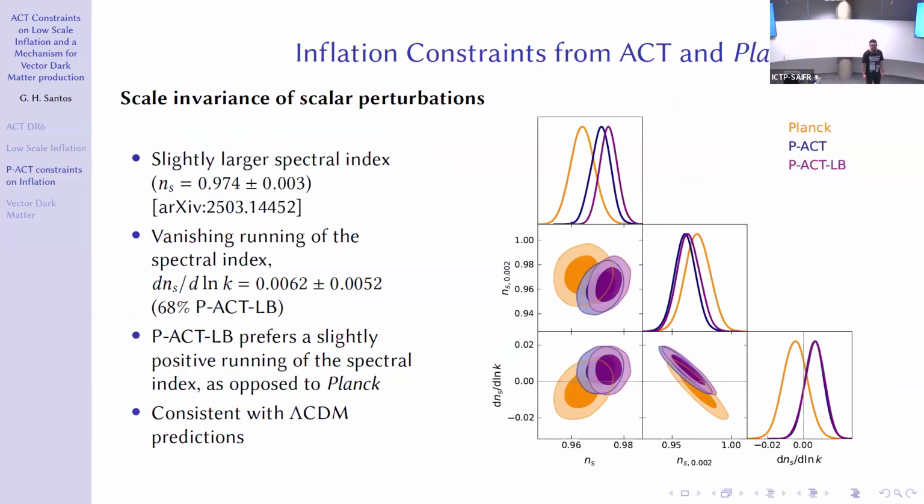So let's talk about these ACT results and what they mean for inflation now. One of the first things they mention is the scale invariance of the scalar perturbations. As I have mentioned, we noticed that the running of the spectral index is very small. They have calculated the spectral index n_s to be slightly larger than what we already had from Planck. Here, the yellow lines represent Planck. The blue line is the combination of Planck and ACT, and the purple line is also in combination with DESI year one, the observations from baryon acoustic oscillations.